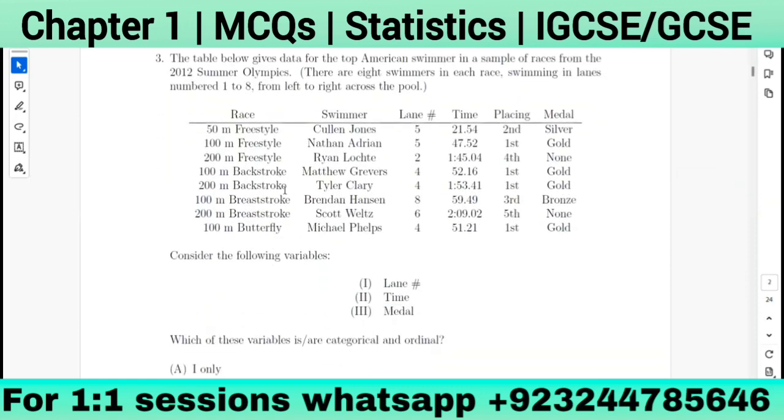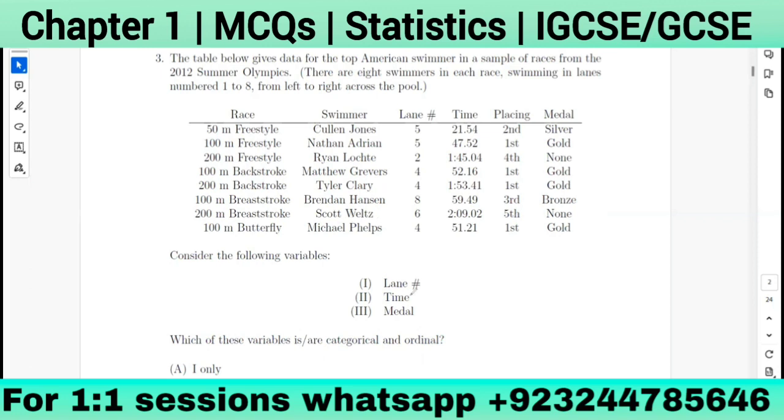Question number 3. The table gives data for the top American swimmer in a sample of races from the 2012 Summer Olympics. There are 8 swimmers in each race, swimming in lanes numbered 1 to 8 from left to right across the pool. The races, swimmers, lane number, time, placing, and medals are given. Consider the variables lane number, time, and medal.